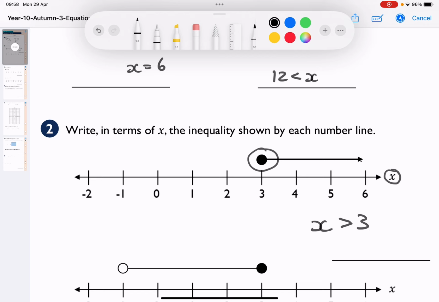The last thing I have to check is whether it's coloured in. And in this case, it is coloured in. And if it's coloured in, it also tells me that x can be equal to 3. So x is greater than or equal to 3. If it's not coloured in, I wouldn't put the equal sign.